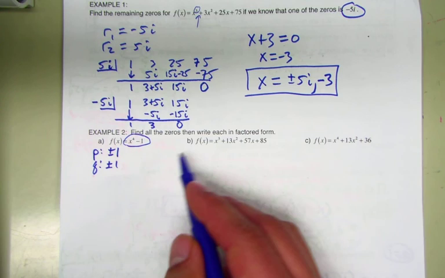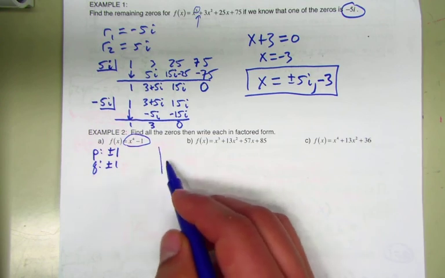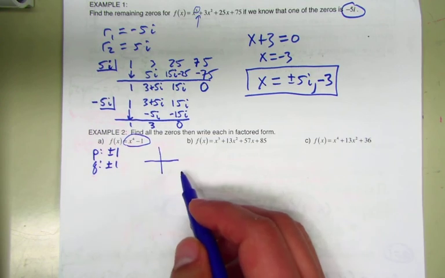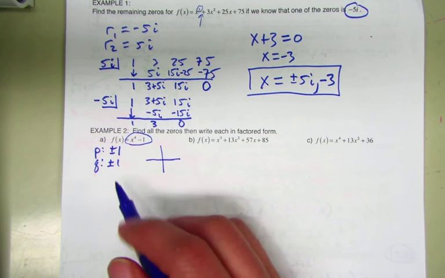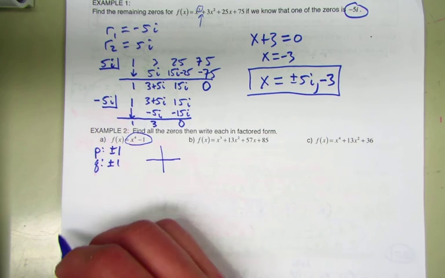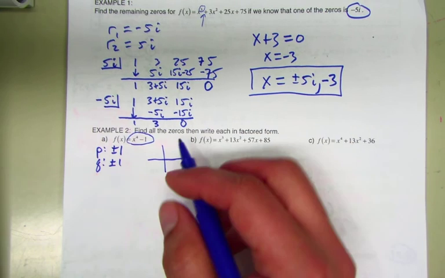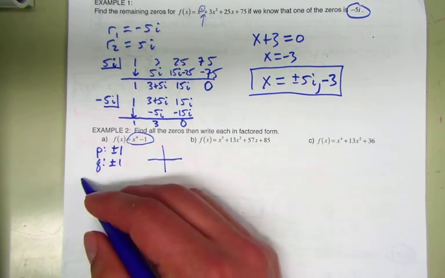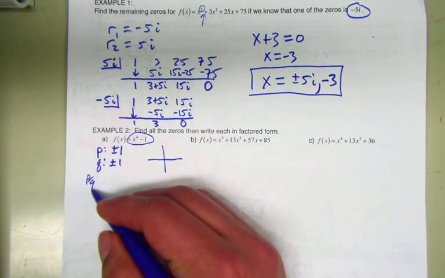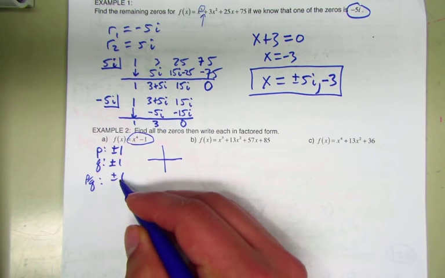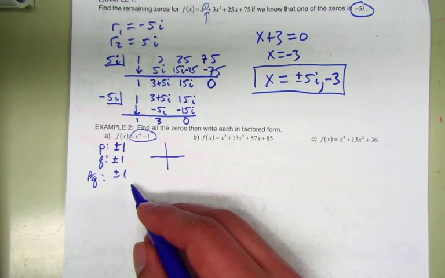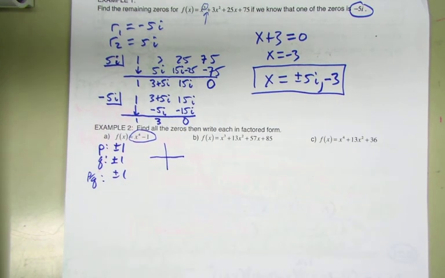Graph x to the 4 minus 1, if you're not sure what it looks like. And what are the zeros? -1 and +1? Yeah. Okay. Oh, and I forgot to write that. So basically, both our possibilities are actual zeros here. Does that make sense?